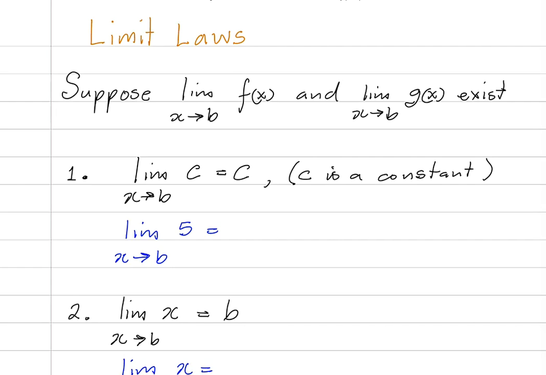All right, so c is a constant. So for example, the limit of 5 as x approaches b is simply what? 5. And essentially it's because there's no x there. Your function is just a constant. So x does not influence the value of your function. The value of the function will not change with a change in value of x. So the limit as x approaches b for a constant is the constant.